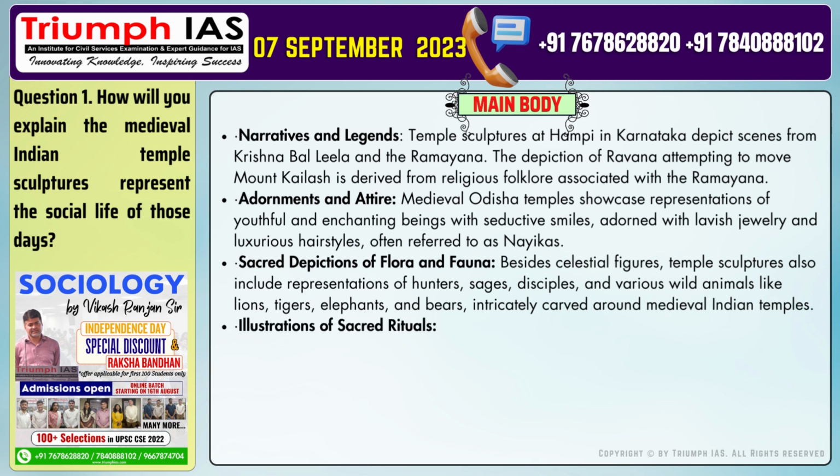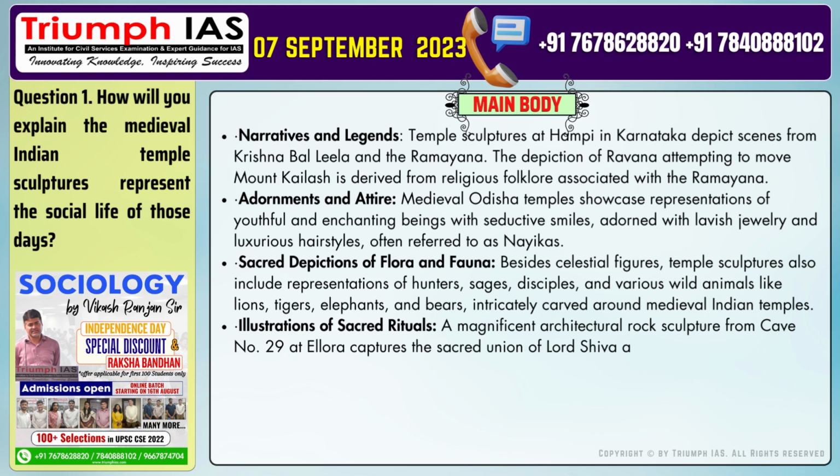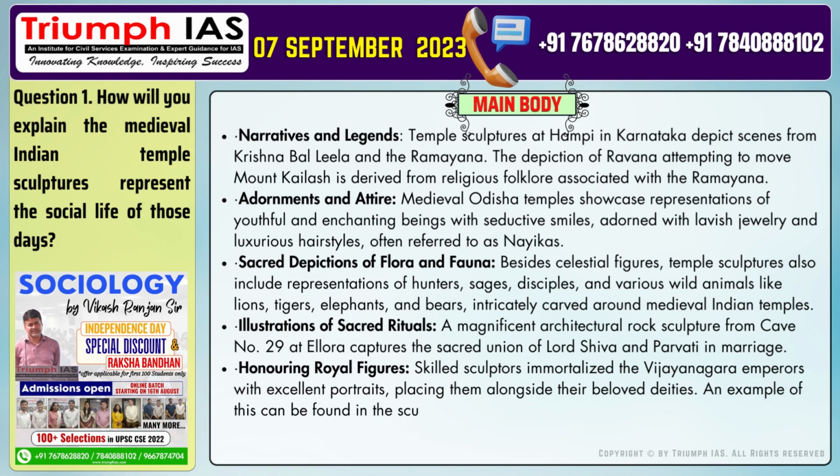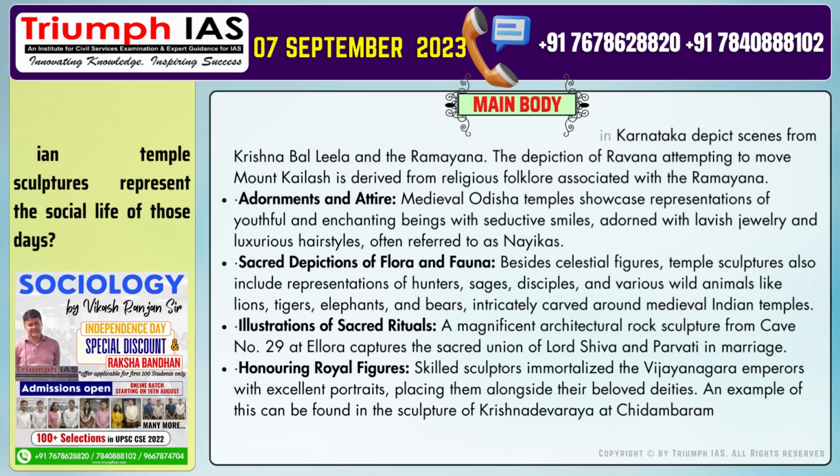Number 10. Illustrations of sacred rituals. A magnificent architectural rock sculpture from cave number 29 at Ellora captures the sacred union of Lord Shiva and Parvati in marriage. Number 11. Honoring royal figures. Skilled sculptors immortalize the Vijayanagar emperors with excellent portraits, placing them alongside their beloved deities. An example of this can be found in the sculpture of Krishnadevaraya at Chidambaram.